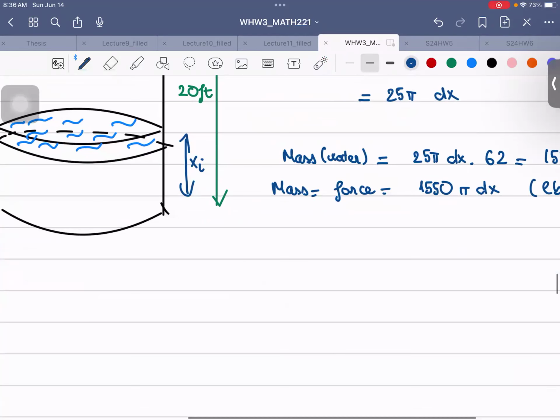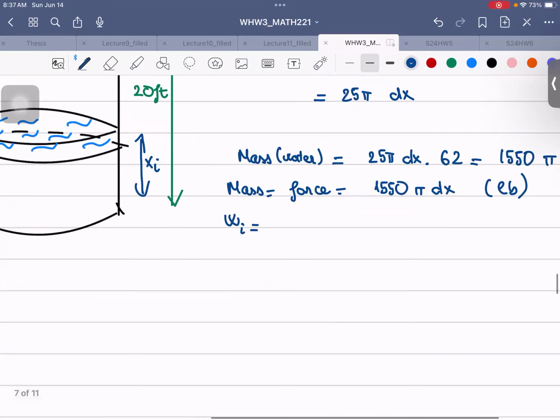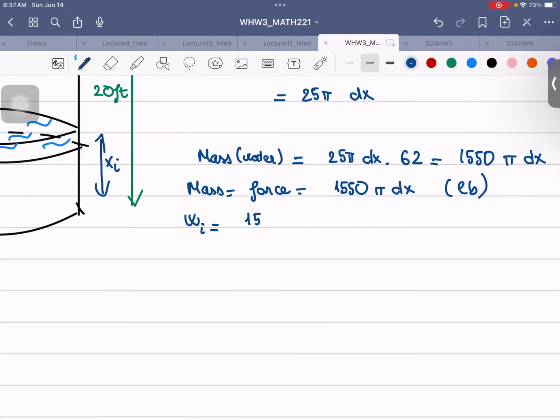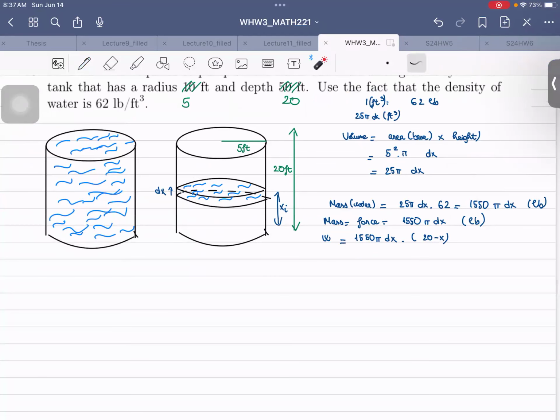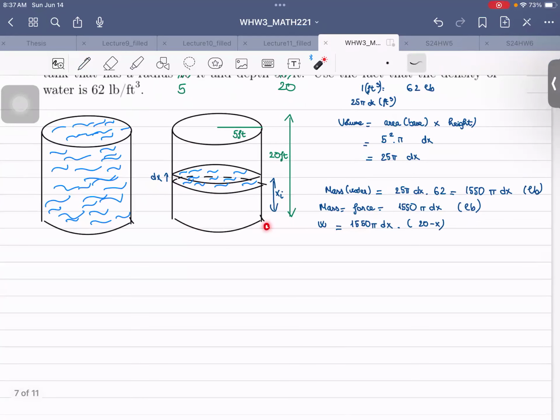Okay, so the work that requires you to lift the layers out of the tanks is 100 pi dx times 20 minus x. This is the work you need to lift each of the layers. And because you need to move all of the layers of water out of the tank, you have to repeat the process for every single layer at the x position. That means you have to start from 0 to 20.